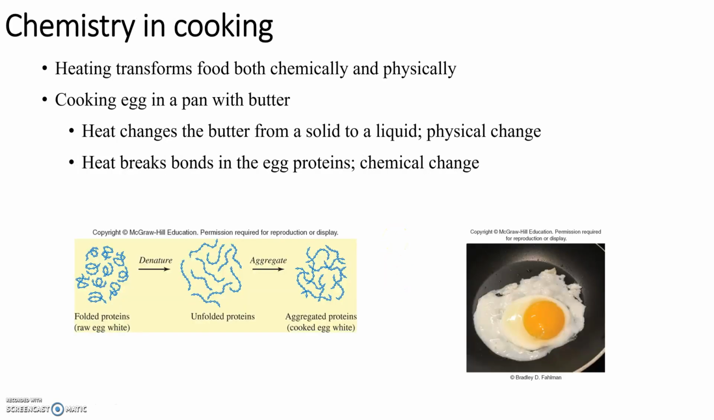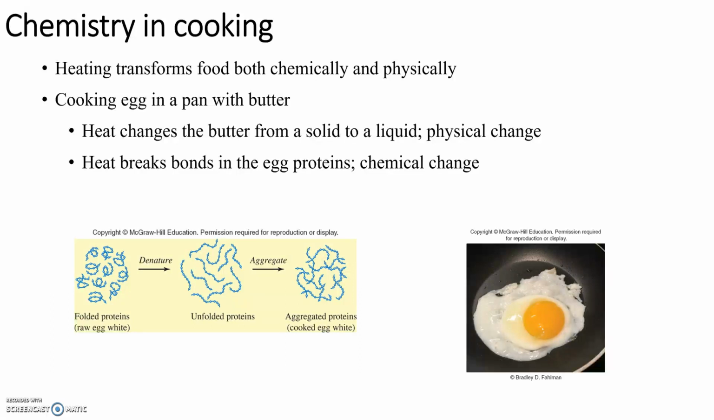Next, I just want to look at how chemistry comes into play when we're talking about cooking. Throughout this course, we've talked about chemical reactions, and we've also talked about the physical changes in molecules and compounds. Cooking results in both chemical and physical change happening. An example of this would be cooking an egg in a frying pan with some butter. The first thing you might do is throw some butter, which is in the solid phase, into the frying pan and allow it to melt. This is a physical change. You're going from a solid to a liquid, but you're not changing the chemistry of that butter. You're not breaking any bonds.